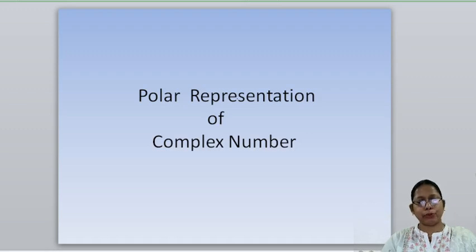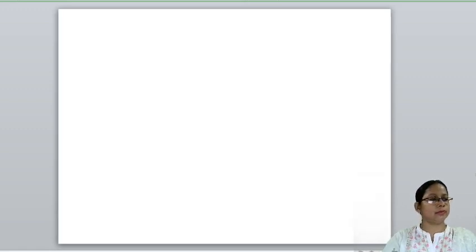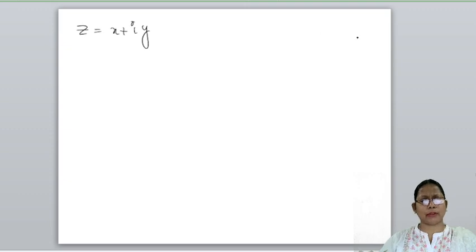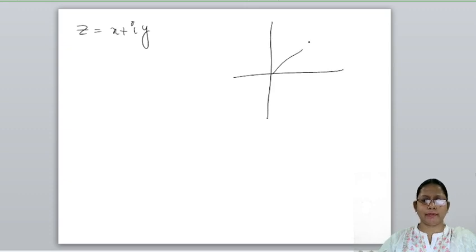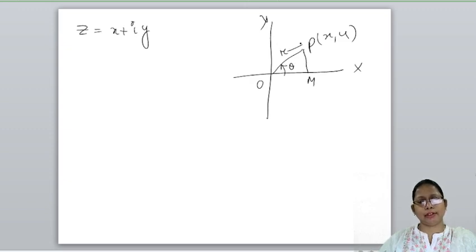In this lecture, we are going to discuss the polar representation of a complex number. If z is equal to x plus iy, where x plus iy is my complex number, then draw the polar representation of the complex number. This is P(x, y). If we draw a perpendicular from P to the x-axis, this is M, this is O, this is my real axis, this is the imaginary axis, this is the angle theta, and this is the radius vector r.